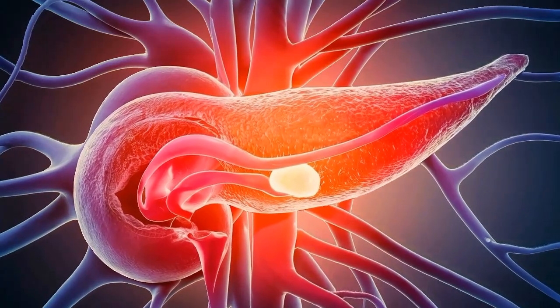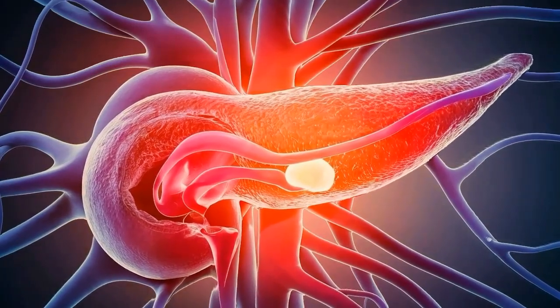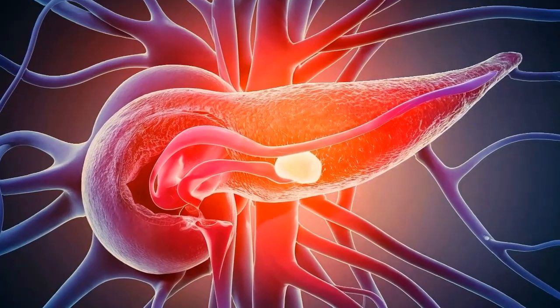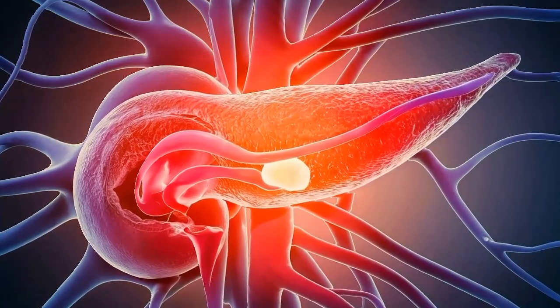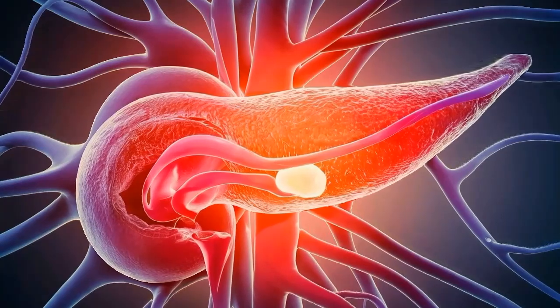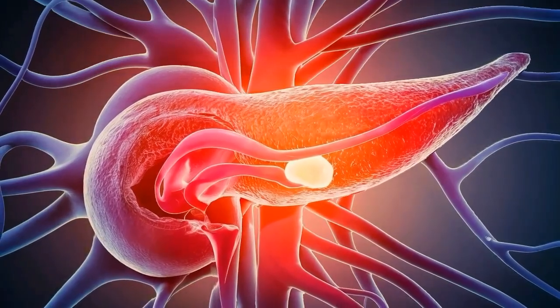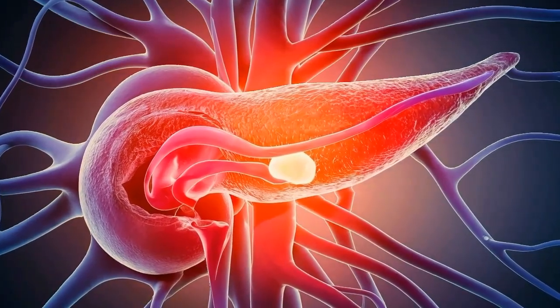Cholangitis, bile duct infection. Obstruction in the common bile duct can lead to bacterial infection. This is a serious infection of the bile ducts that can occur when gallstones block the flow of bile. Symptoms may include high fever, chills, abdominal pain, and jaundice.